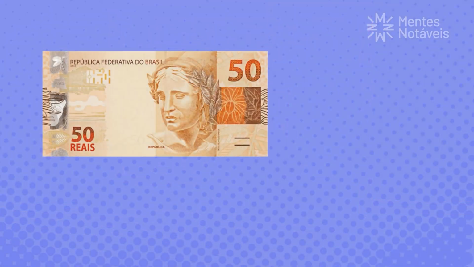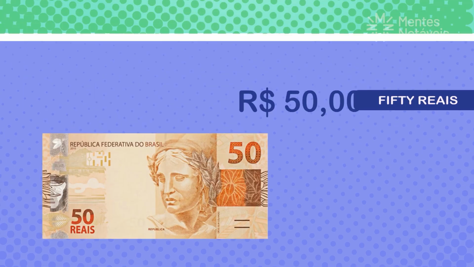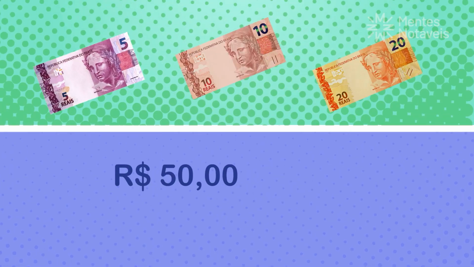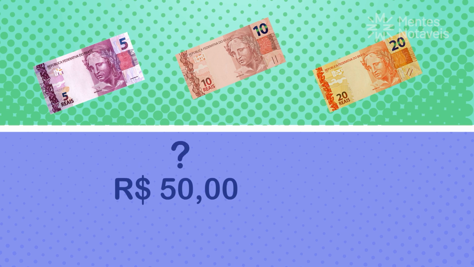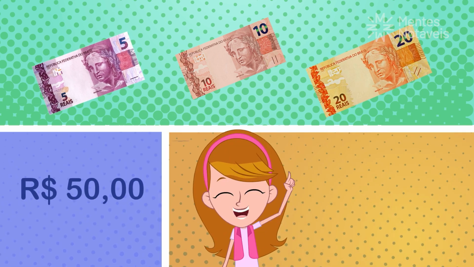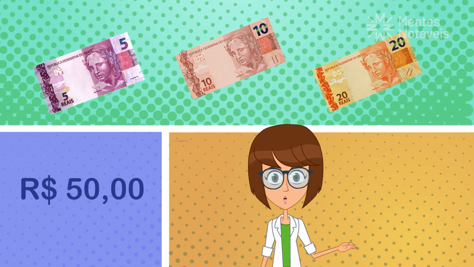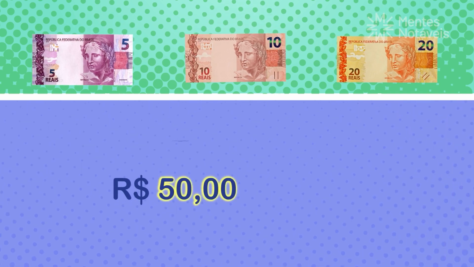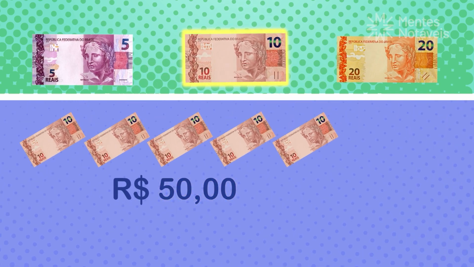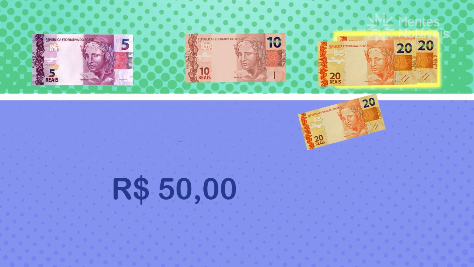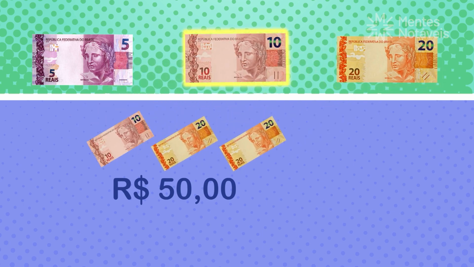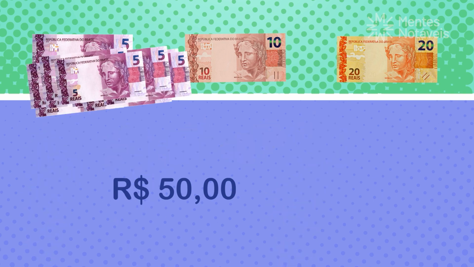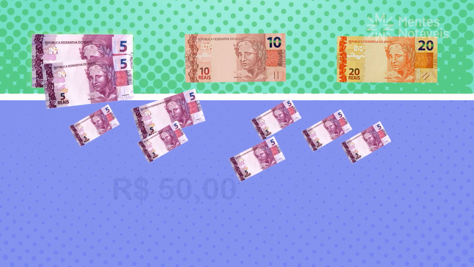If I want to exchange this 50 real bill for other bills, keeping the same value using 5, 10, and 20 real bills, what are the possible combinations? I know this one, Miss Macy. I know it. So come on, tell us your combinations. Your 50 real bill equals 5 10 real bills. Or 2 20 real bills and 1 10 real bill. Or also 2 20 real bills and 5 2 real bills. Or 10 5 real bills.